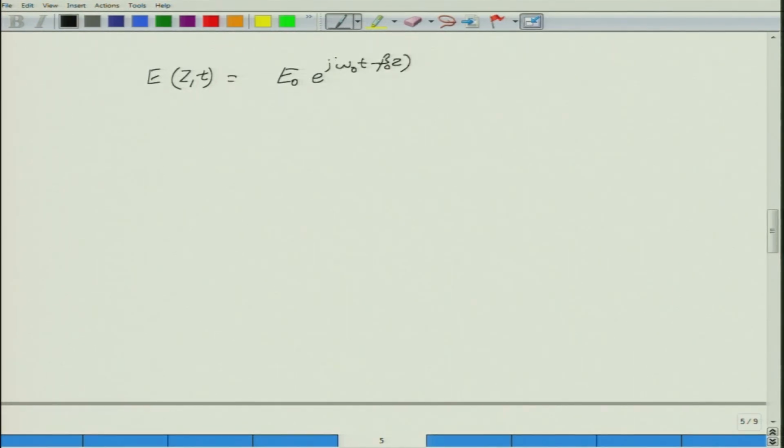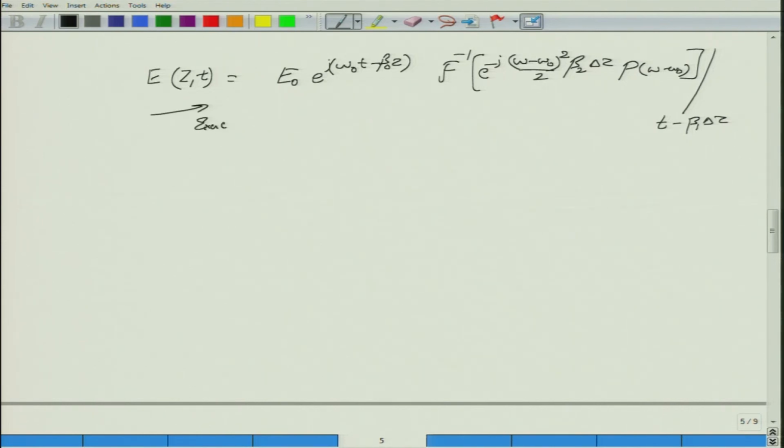Long story short, you have E at z of t as the carrier e power j (omega 0 t minus beta naught z), and the inverse Fourier transform of e power minus j (omega minus omega 0) square by 2 beta 2 delta z with the original pulse that we have looked at, which is omega minus omega 0. This entire thing is evaluated at t minus beta 1 delta z. I leave this as an exercise for you to show; it is just combining the terms that we have talked about.